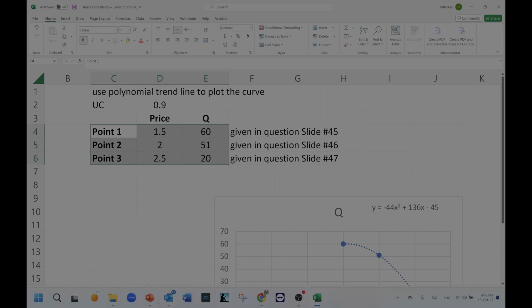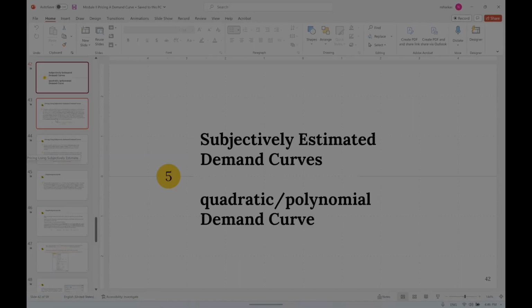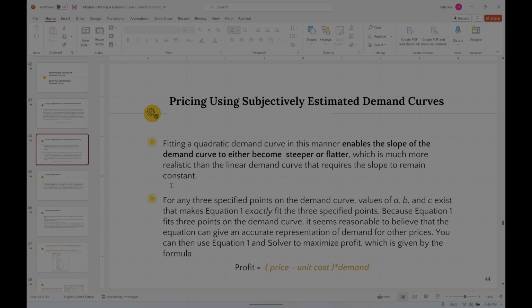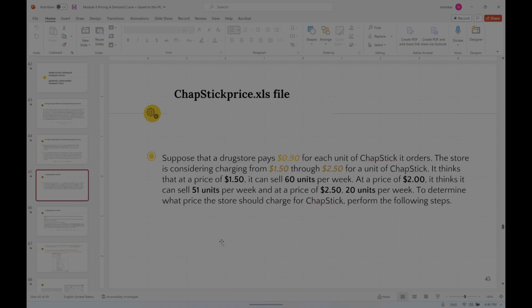Let's read the question together. Suppose that a drugstore pays 0.9 for each unit of chapstick. So this is the unit cost. The store is considering charging from 1.5 to 2.5. So this is the minimum and this is the maximum. I am constrained by the minimum and the maximum that I could charge as a store.